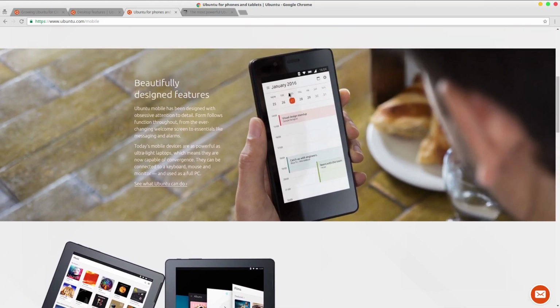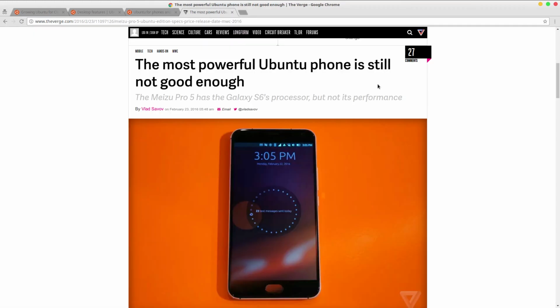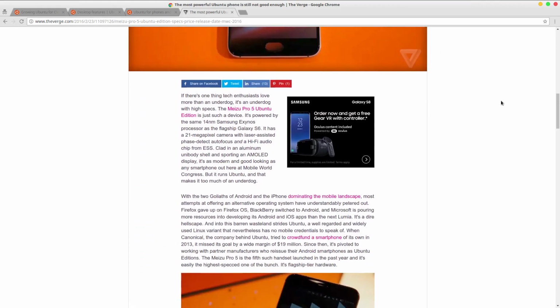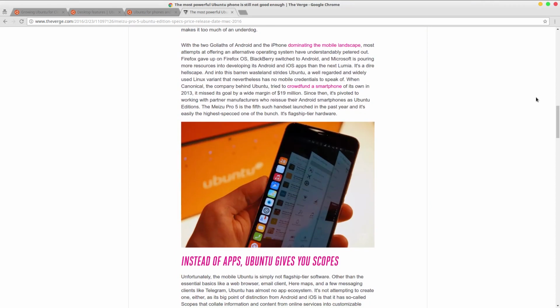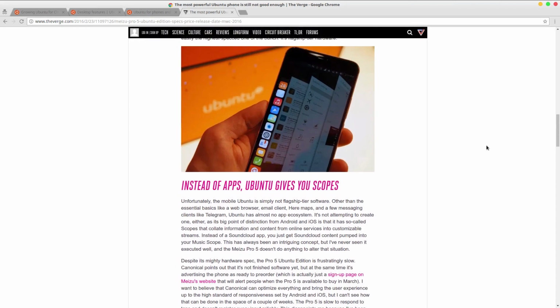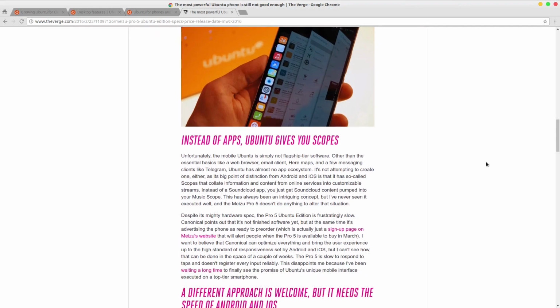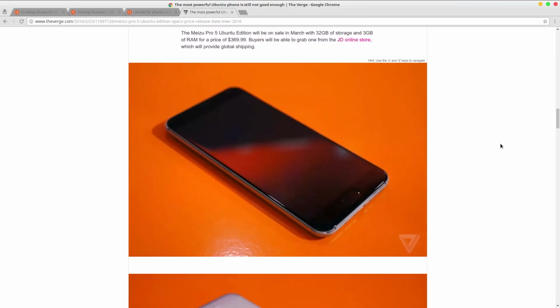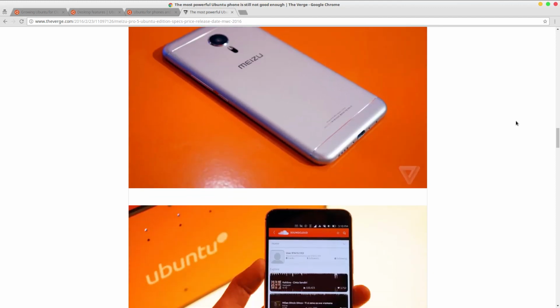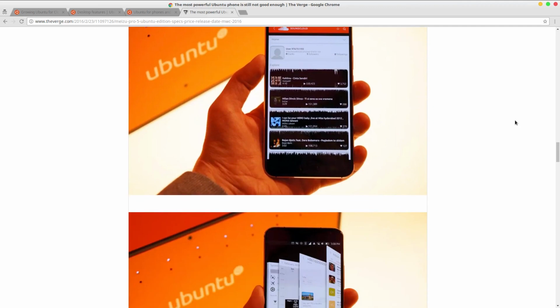But the reality is the Ubuntu phone never caught on. Even the most recent, most powerful one, which was last year, a Meizu Pro 5 with a Galaxy S6 processor, just didn't have everything that you would want on a mobile phone. The first thing is that it didn't have the ecosystem. It's going to be hard to even make a dent in what Google and Apple have already done. People don't really buy a phone for the hardware or even the software. They buy it for the entire ecosystem.